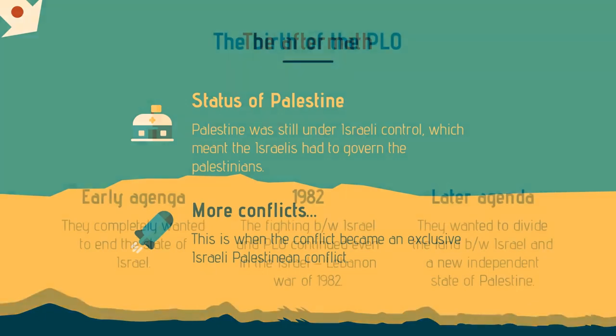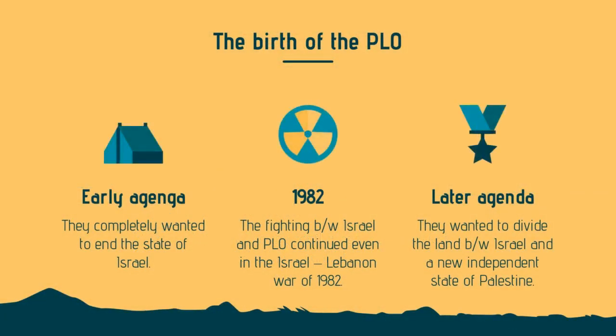Birth of the Palestinian Liberation Organization. It was formed in the 1960s, and initially wanted the whole of Palestine, that is Israel, under their control. The skirmishes between Israel and the PLO continued even in the Israel-Lebanon War of 1982. Later, their agenda was to divide the land between Israel and the new independent state of Palestine.